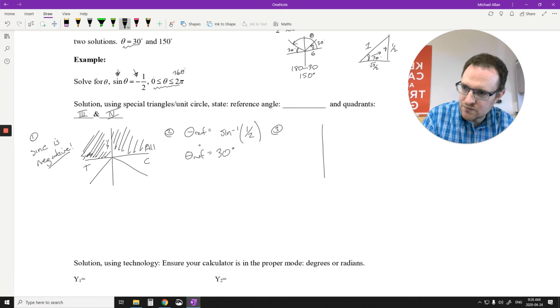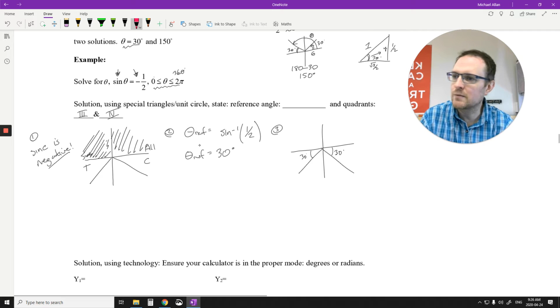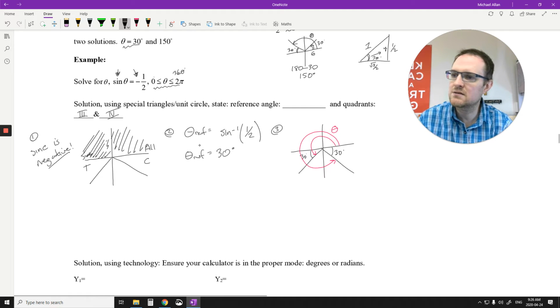Then what I'm going to do is I'm going to just redraw this picture. You don't have to. You just put it over that picture we have. We're going to put those reference angles into this picture. And now we're going to try to determine the standard position angles to both of these terminal arms. So what are those angles?